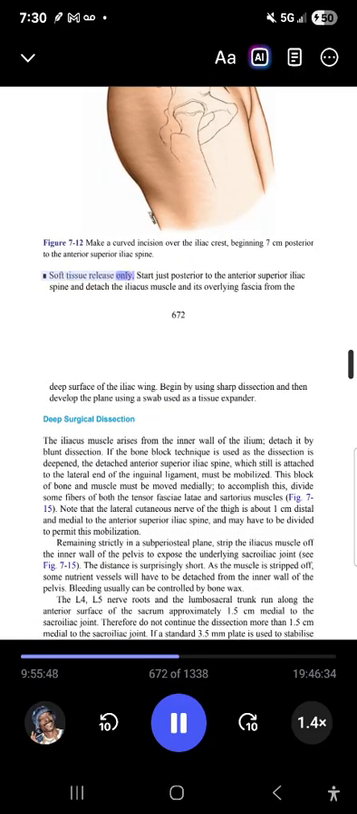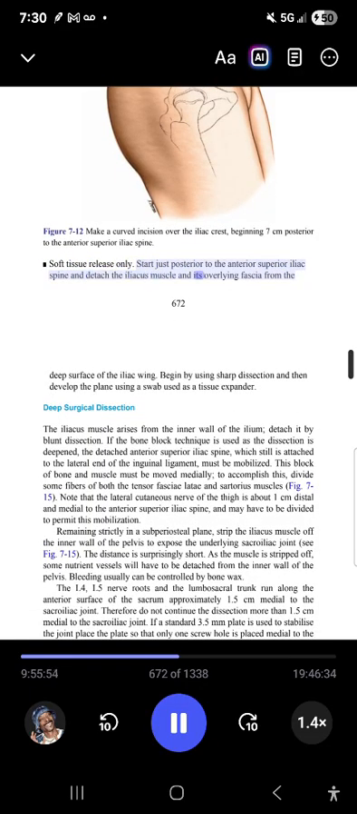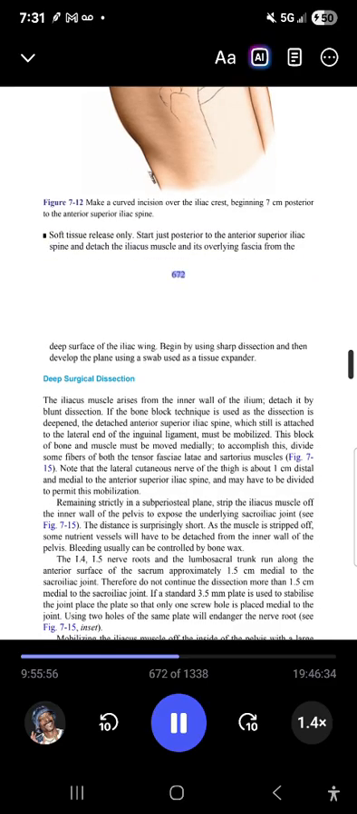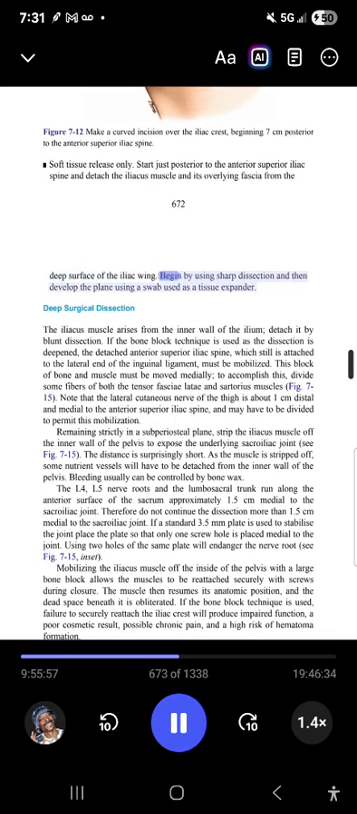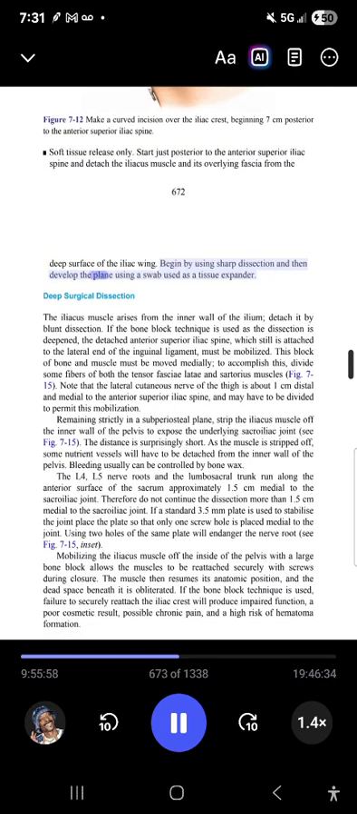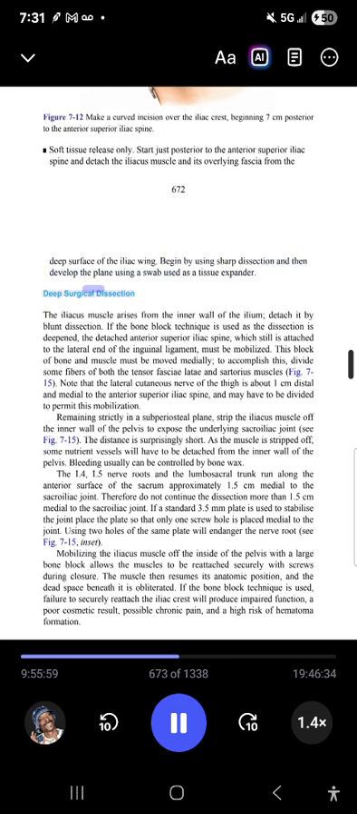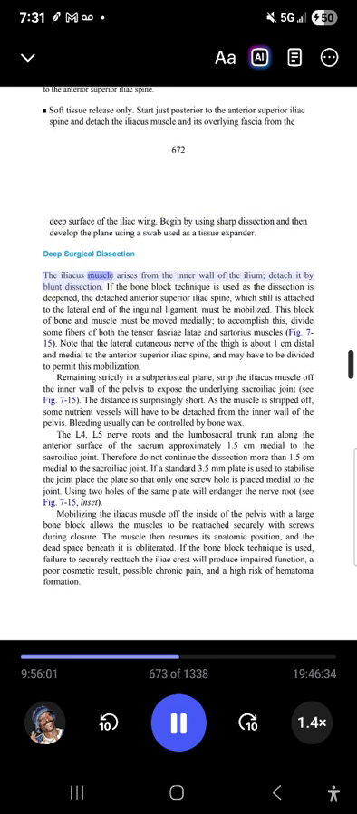Soft tissue release only. Start just posterior to the anterior superior iliac spine and detach the iliacus muscle and its overlying fascia from the deep surface of the iliac wing. Begin by using sharp dissection and then develop the plane using a swab used as a tissue expander. Deep surgical dissection. The iliacus muscle arises from the inner wall of the ilium. Detach it by blunt dissection.